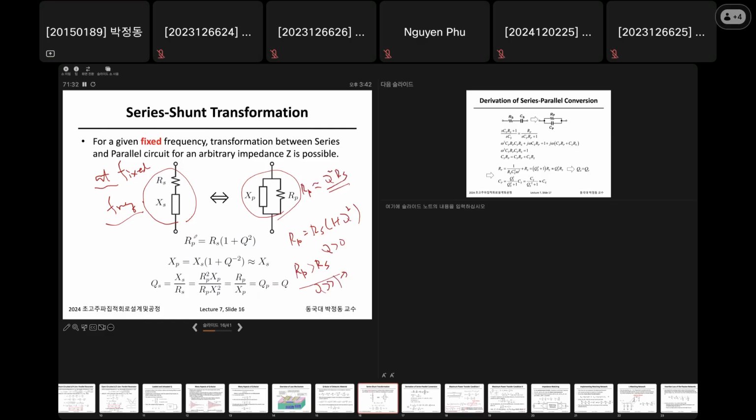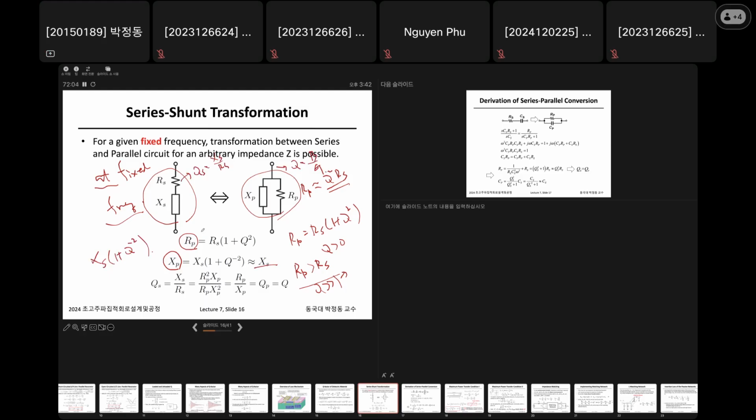Different from the real value, the imaginary value is almost the same, because this is XS times 1 plus 1 over Q square. Notice that the Q from this series network is XS divided by RS. The Q from this parallel network is what? B divided by G, right?